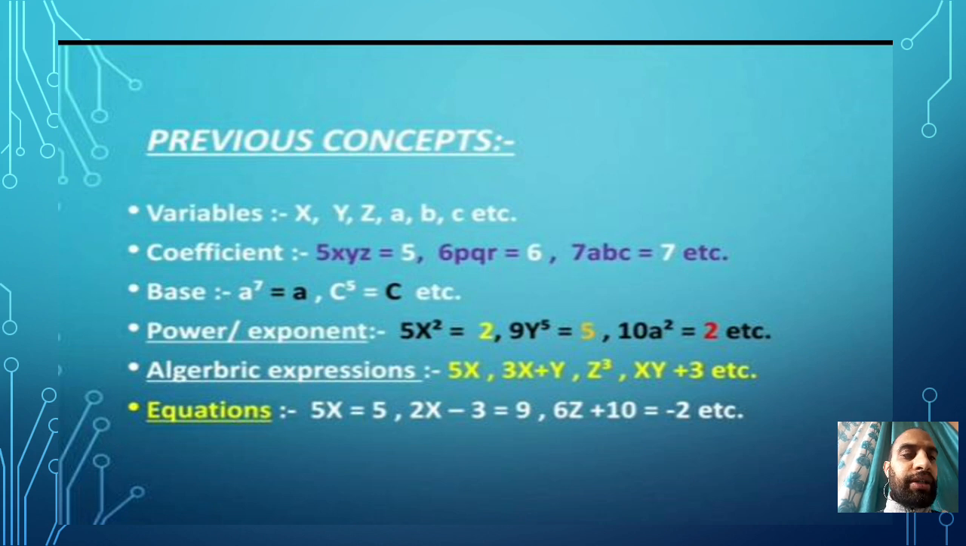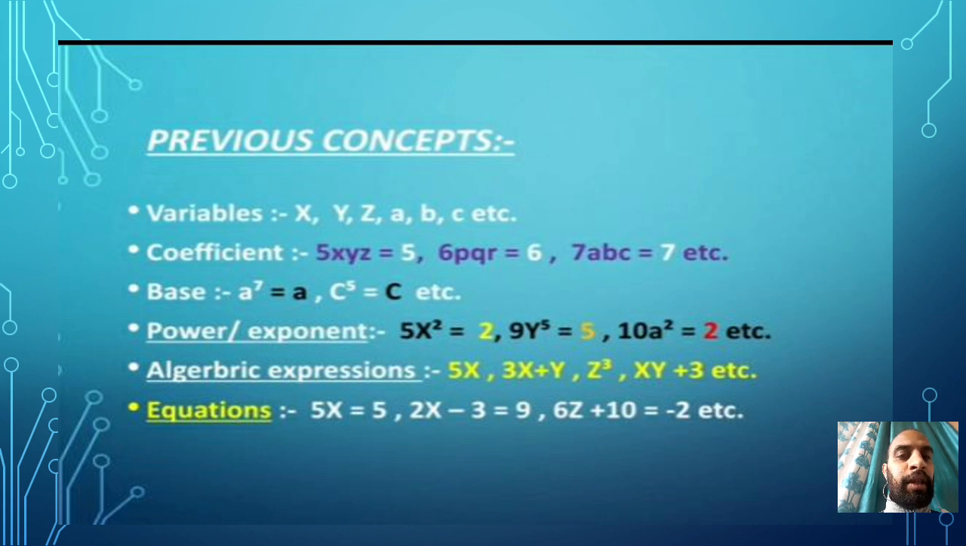Variables means they do not have a fixed value, like x, y, z or any English alphabet we are taking. These are variables. Then coefficients are the constant numbers that are written along with the variables. You can see here some examples like 5x, y, z. Here 5 is your coefficient and x, y, z are variables. Similarly 6p, q, r: 6 is the coefficient and p, q, r are all variables. In the last case 7abc, 7 is your constant number and a, b, c are variables.